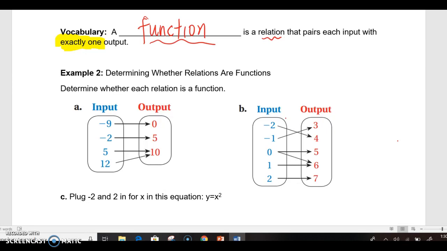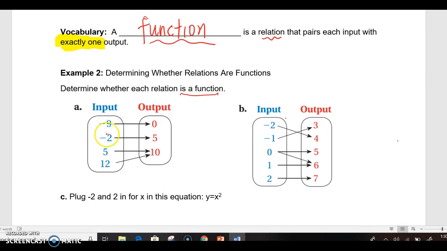So let's look at some examples down here. In example A, it says determine whether each function is a relation. And again, notice we're looking at some mapping diagrams. Anytime you want to know if something is a function, you're asking yourself, does each input have one and only one output.